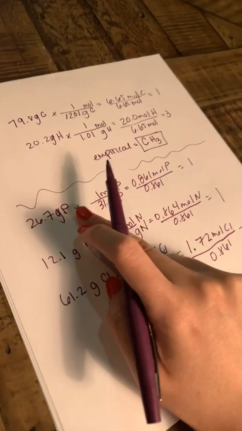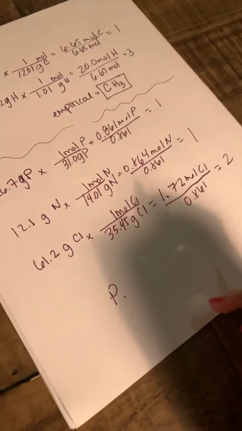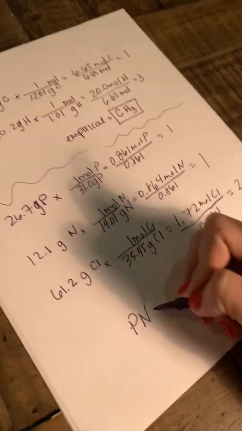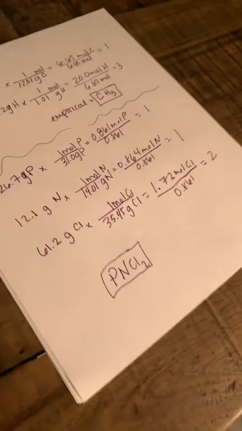So for phosphorus, you should have 1, P1. You don't have to put the 1. Nitrogen, there's only 1 of those. And chlorine, there's 2 of those. Right, so that's your empirical formula.